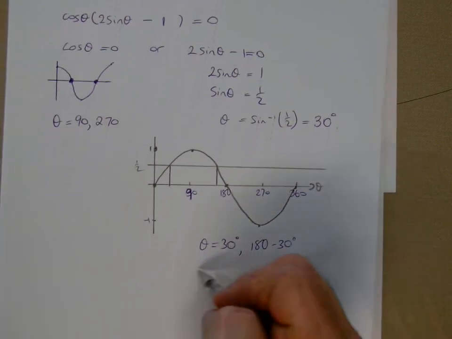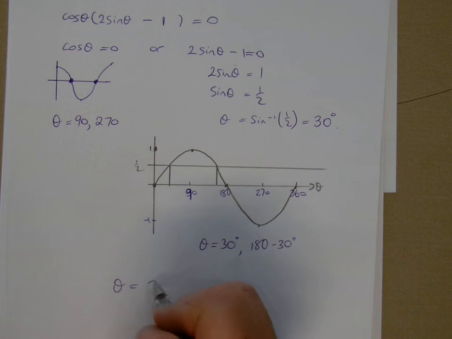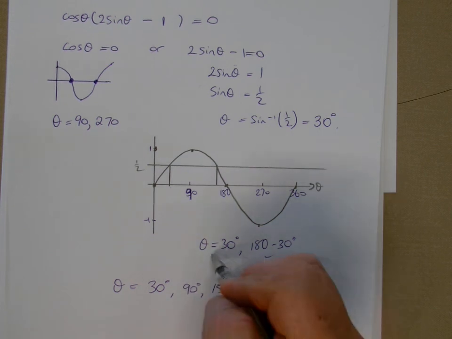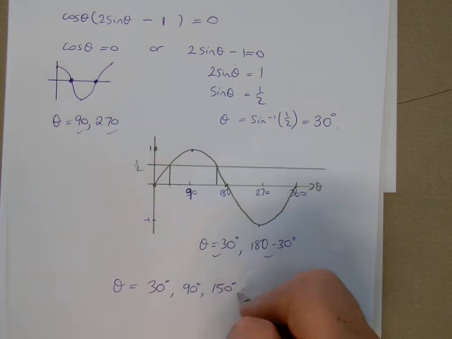So our overall results will be 30 degrees, that one up there, which is 90 degrees, and this one here, which is 150 degrees. So that one's done, that one's done, that one's done, and then the last one, 270 degrees.